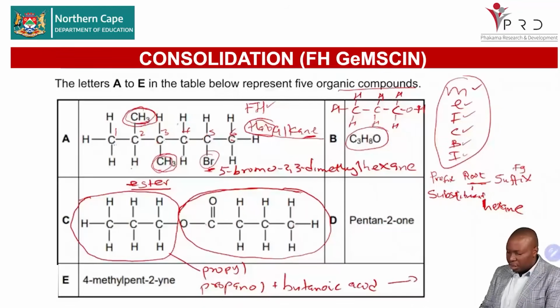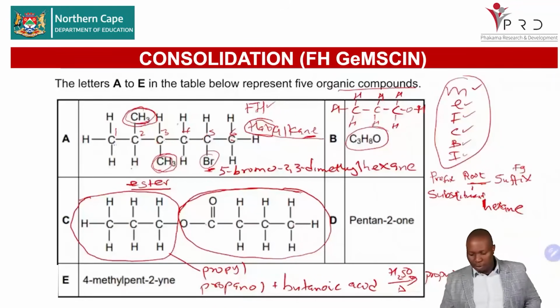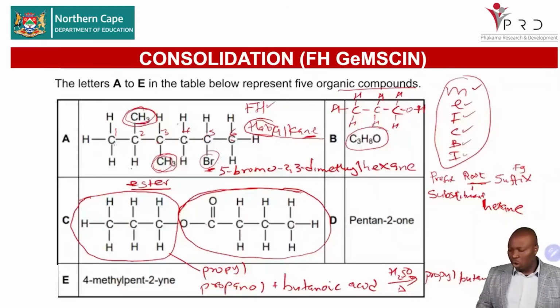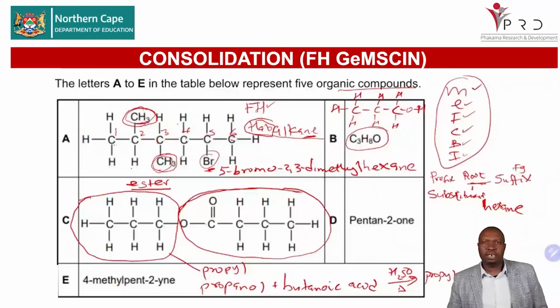We are saying sulfuric acid and some heat there. And then we are saying this will give you propyl butanoate. And we said there is a space, 2 names, propyl butanoate. And then you are rolling. You are able to do all that, and then you are getting all your marks.